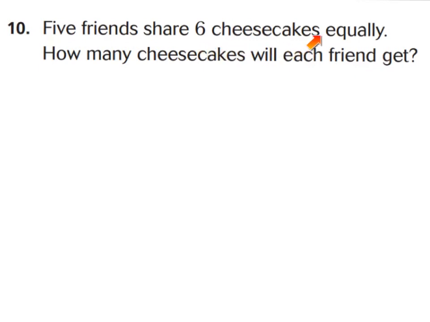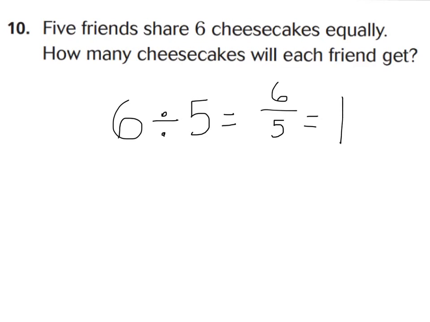Well, we know that there's 6 cheesecakes total. That's how many they're sharing, and you're dividing it among 5 friends. So what would be our answer? Well, all you have to do is write it as a fraction. 6 divided by 5. So each friend would get 6/5. However, that is improper, so let's go ahead and change that to a mixed number. Each friend will get 1 whole cheesecake and 1/5 of the last one.